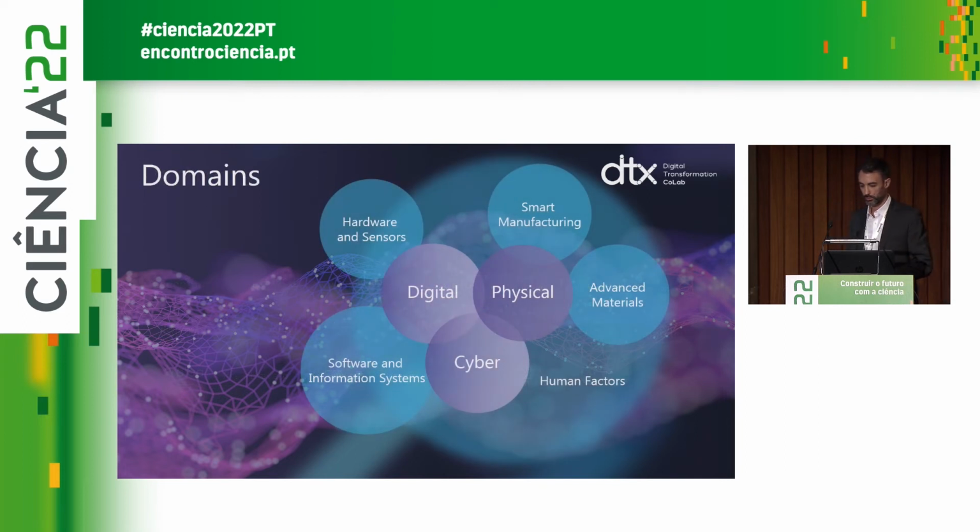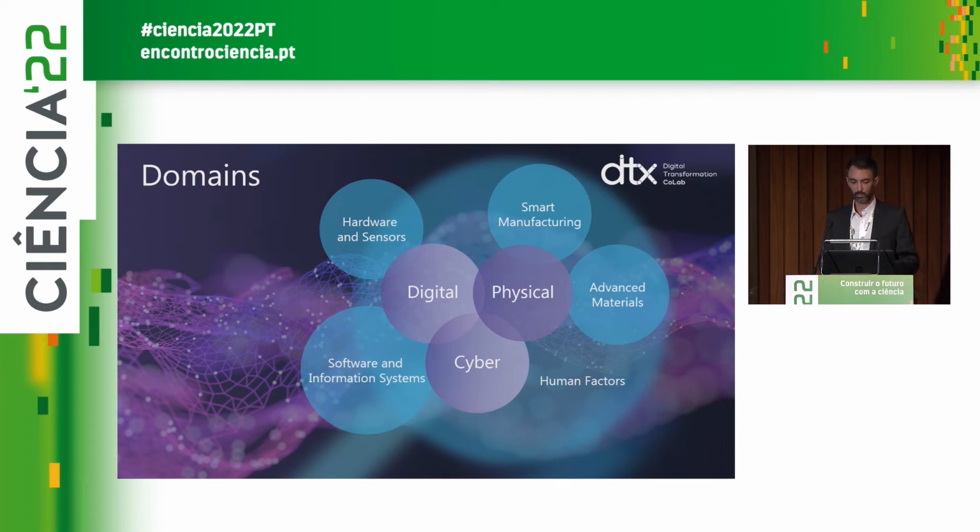So as we said in the beginning, DTX acts in the field of digital transformation, but it does this in the broad sense of the word. So it goes from the digital world all the way to the physical world. And to do this, we have 5 teams, 5 technical areas. We have one large software and information systems team that deals with matters like data science, artificial intelligence, machine learning, etc.